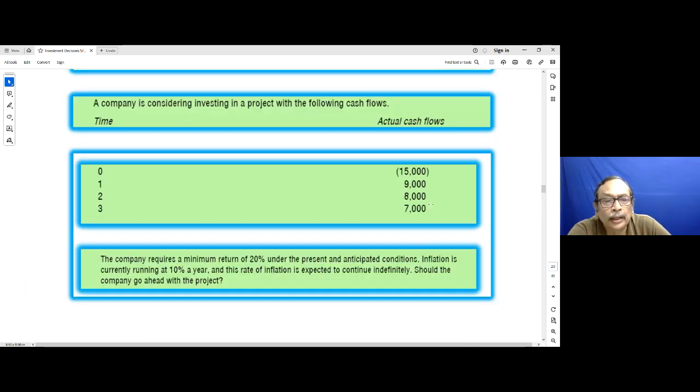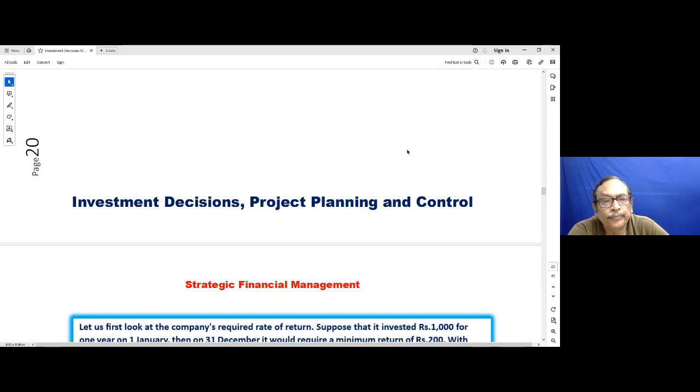So the concept is minimum desired rate of return is 20%. So as far as the present and anticipated conditions are concerned, inflation is currently running at 10% a year, and this rate of inflation is expected to continue indefinitely. Should the company go ahead with the project? So that is a relevant question.